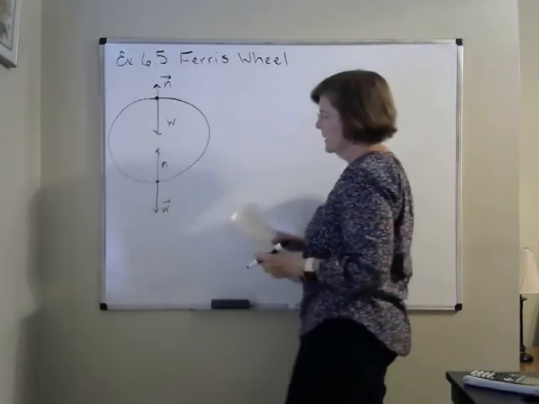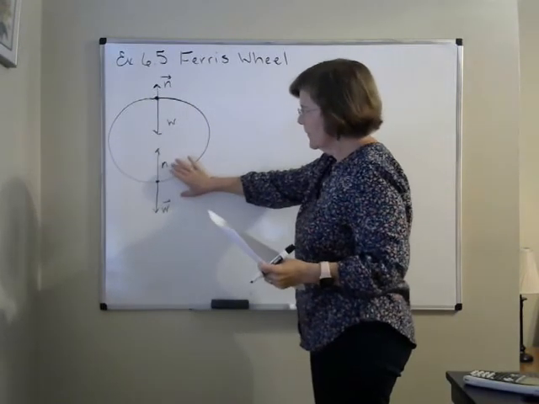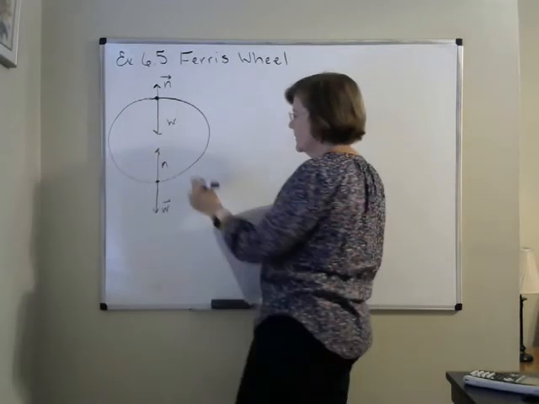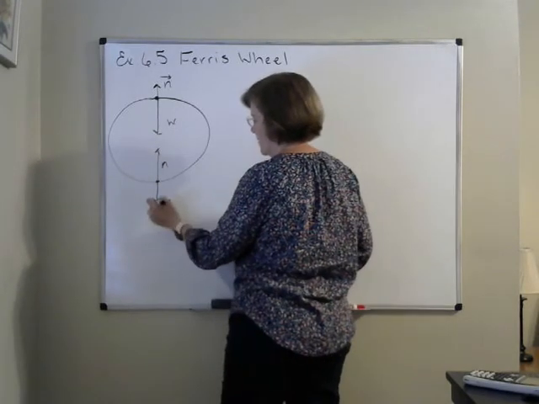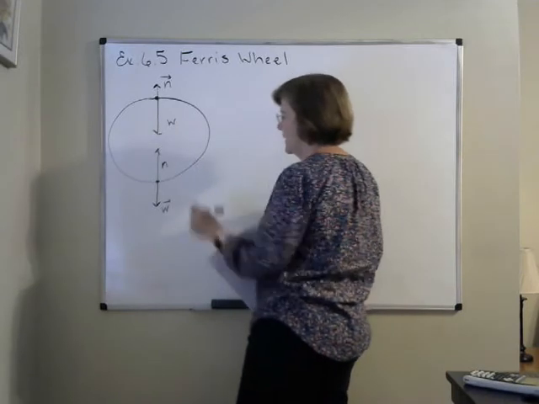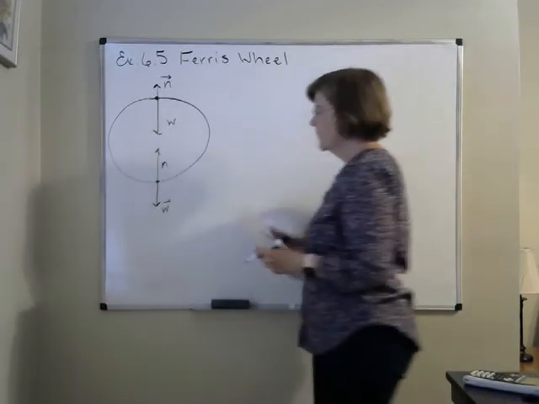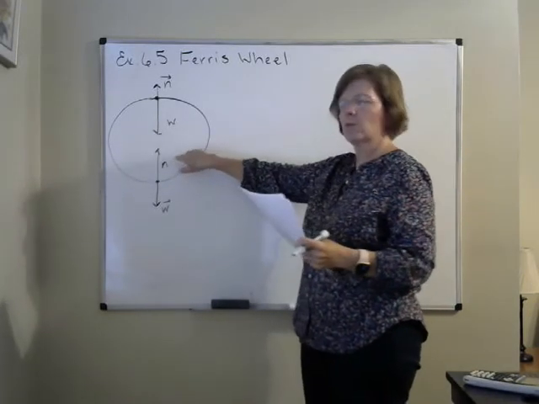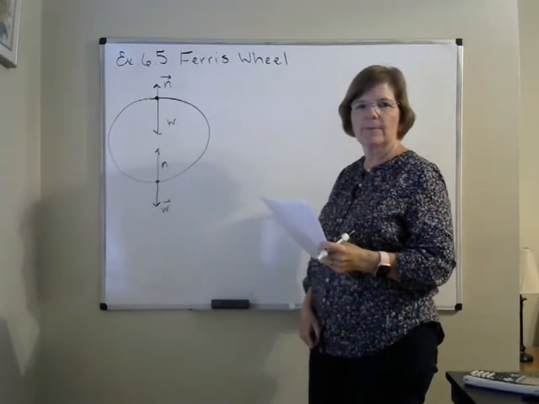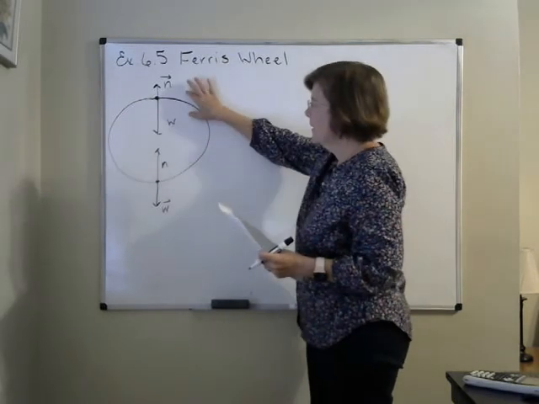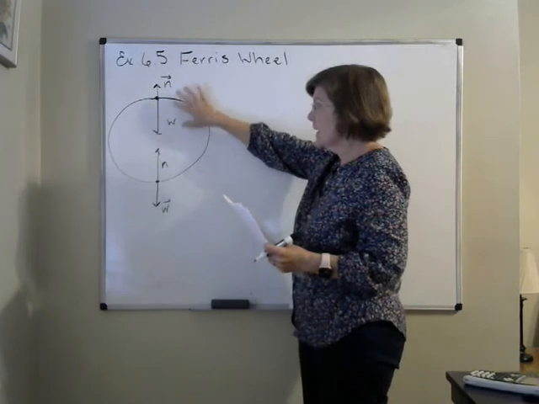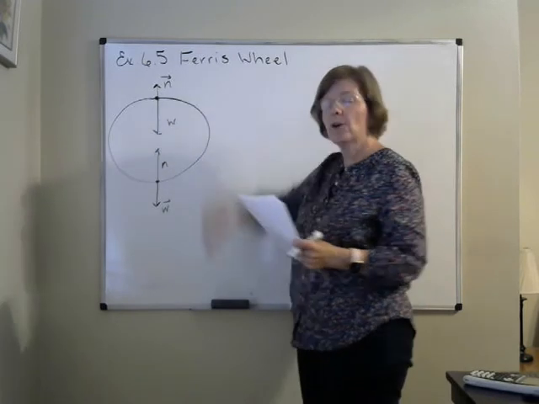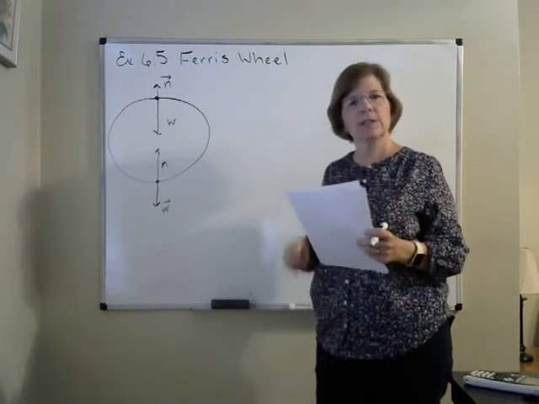Think about it. At the bottom, the normal force needs to be bigger than your weight. It needs to be bigger than your weight because we know the net force is towards the center of the circle. But when we're at the top, the normal force needs to be less than your weight because we know the net force has to be towards the center of the circle.